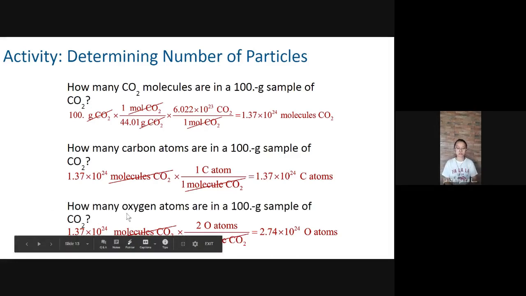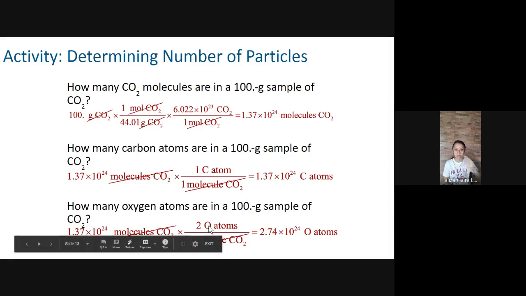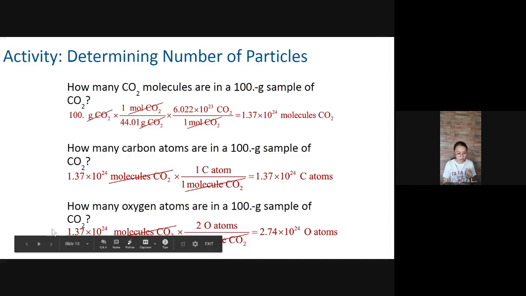What about the next one? We're being asked for the number of hydrogen atoms in a 100 gram sample of carbon dioxide. So again, what do we use? We first use the total number of molecules of carbon dioxide. After that, you look for the conversion factor between molecules and atoms. But in this case, remember, molecules and atoms. So for every one molecule of CO2, how many oxygens do you see? Look at the formula. Look at the one that I'm pointing at, the formula itself. Don't look at anything else.